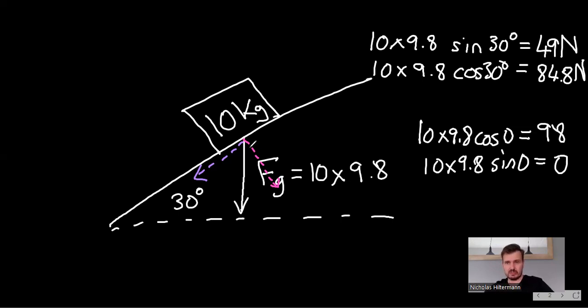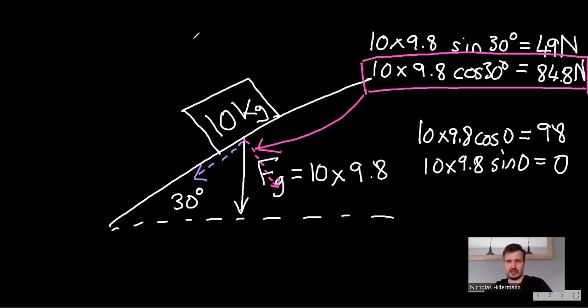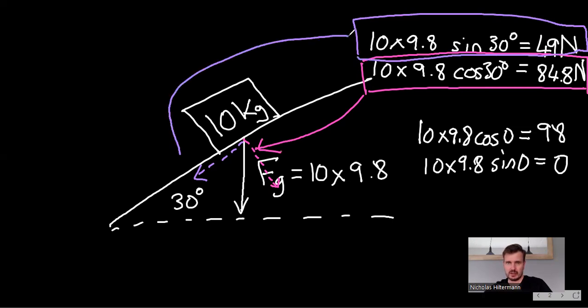So the bigger force, the pink one, because this is 30 degrees, that is going to be my force into the slope, and going down the slope is my 49. Okay, going down the slope. If I increased my angle to 60, we would have the opposite happening. Now most of the force is going down the slope.